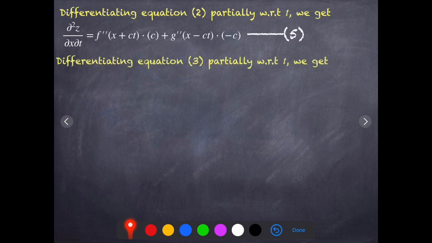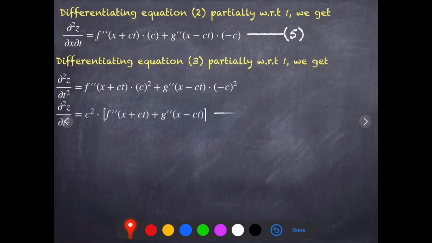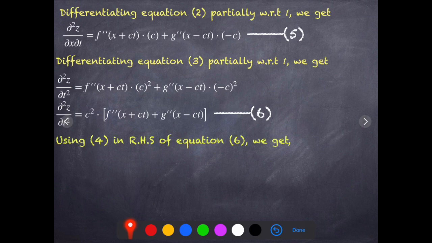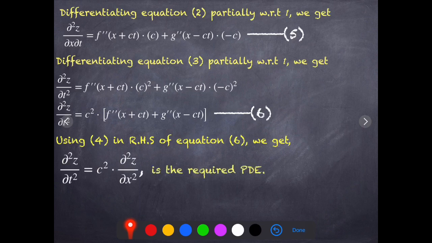Now differentiating equation number 3 partially with respect to t, we get ∂²z/∂t², that is equal to f'' of (x + ct) into c, already c is there, it becomes c², and g'' of (x − ct) into −c². Take c² as a common factor and substitute equation number 4 in 6. Okay, in place of f'' + g'' is nothing but ∂²z/∂x². So all the constants and all the functions are eliminated. So this equation constitutes your final solution.